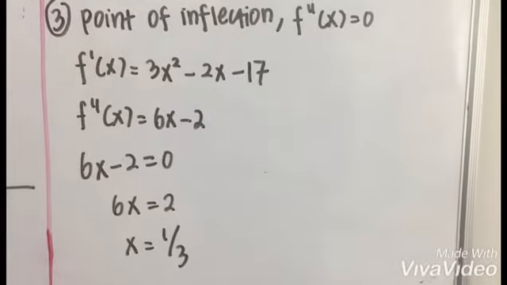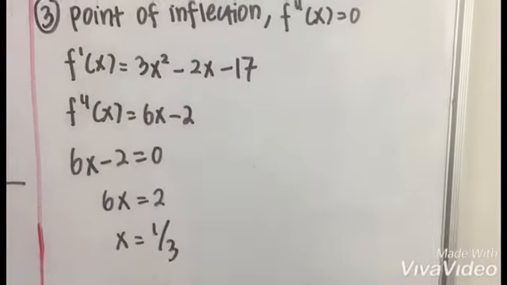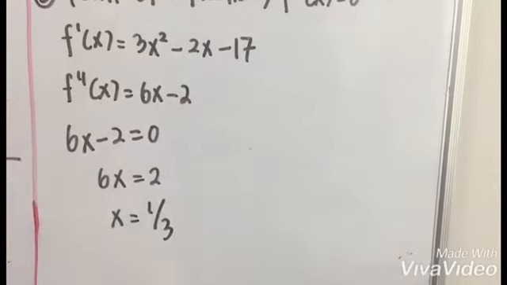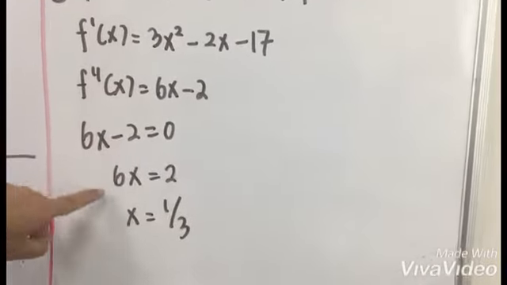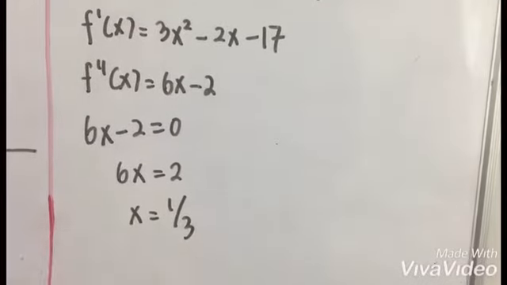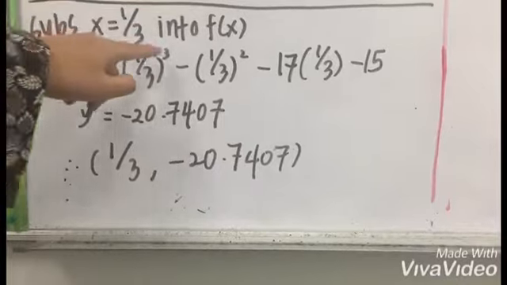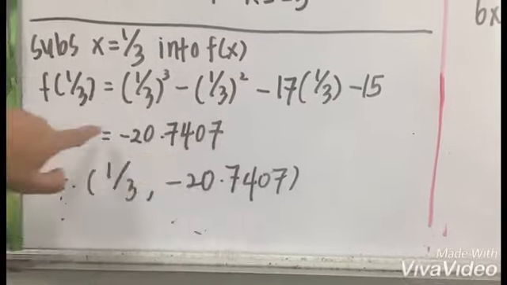Next, for the point of inflection, we use the second derivative equated to 0. The first derivative was 3x squared minus 2x minus 17. Hence, the second derivative is 6x minus 2 equated to 0, and we'll get x equals 1 over 3. And later, we have to substitute x equals 1 over 3 into the function of x in order to get the value of y.